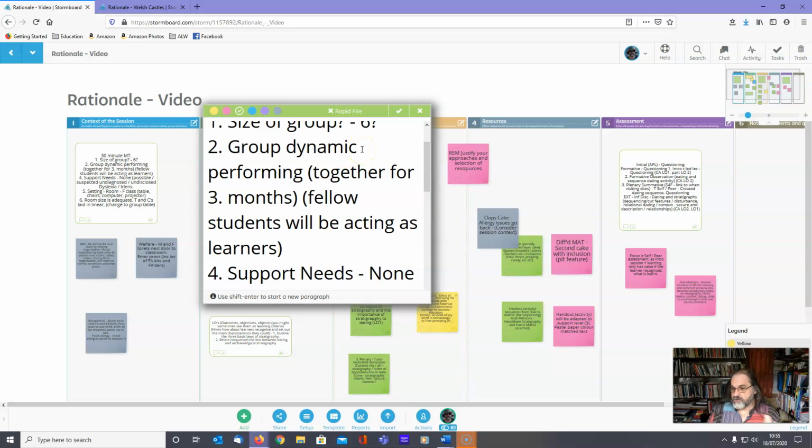Is it a brand new group? Do the group know each other? If your group don't know each other, then you've got to think about things like icebreakers. So, in this case, the group dynamic is performing.